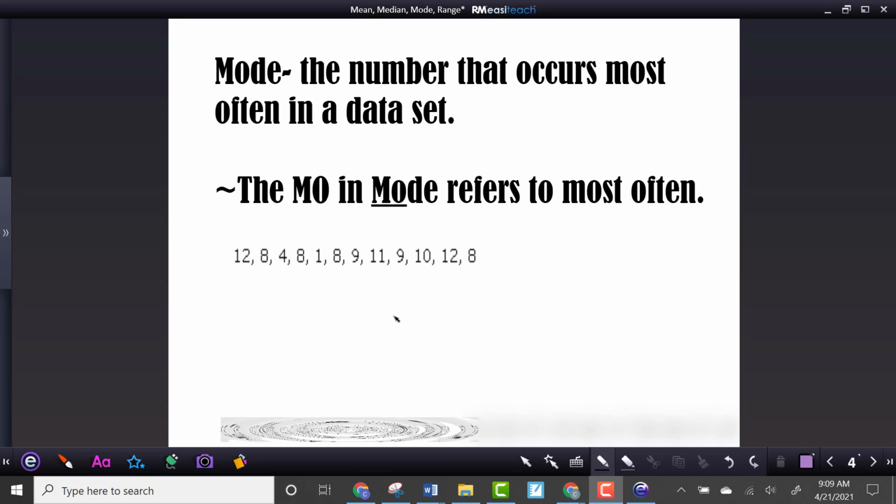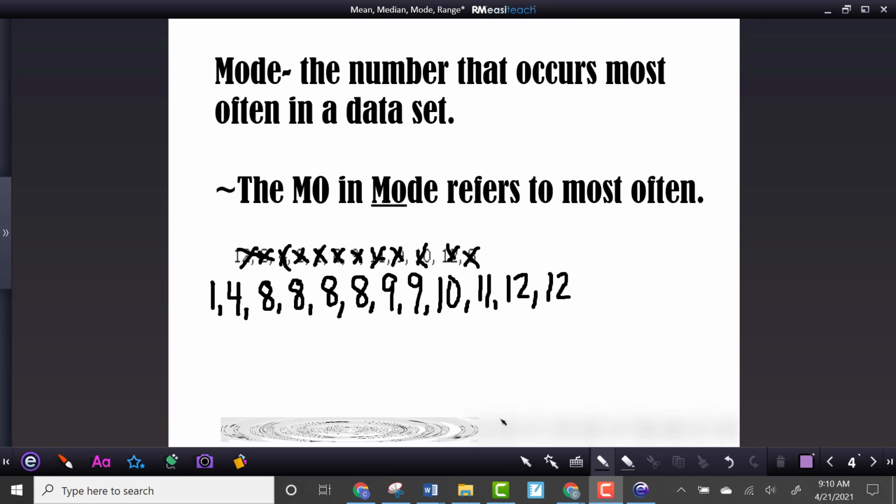Now, in order to find the mode, what I do suggest is ordering the numbers from least to greatest, because that will help you see the mode much easier than just looking at a data set and hoping that there aren't any numbers that are repeating themselves that you just miss. So first step, writing the numbers in order from least to greatest.